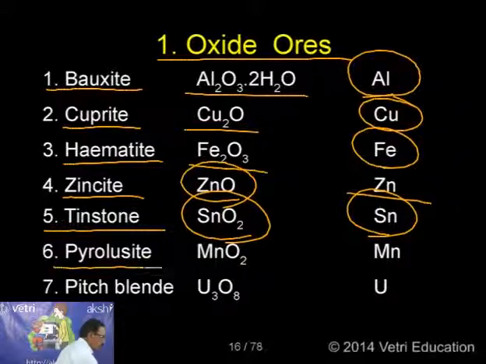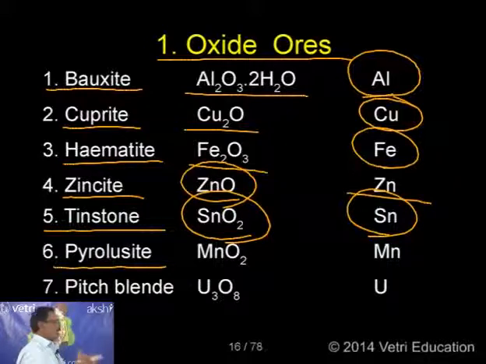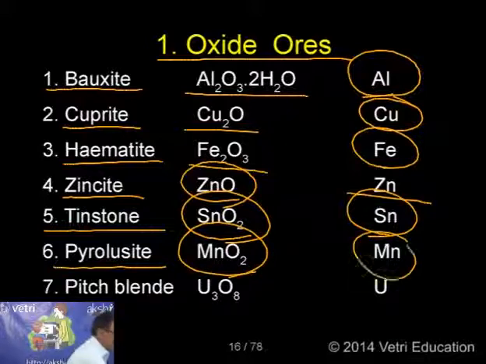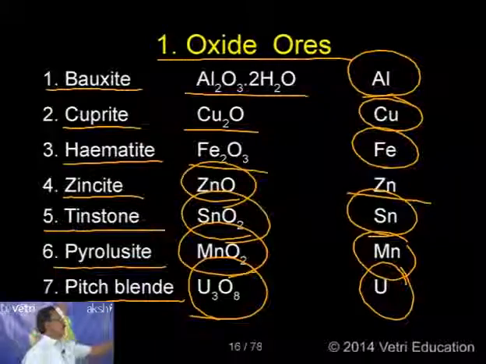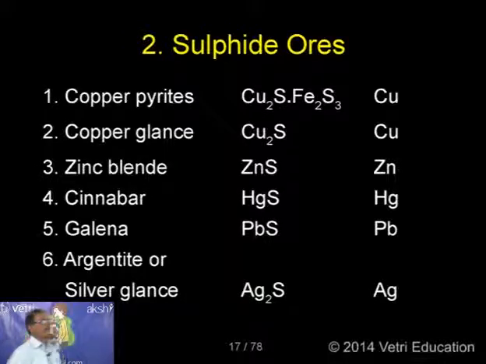The next one is pyrolusite. Pyrolusite is another oxide ore having the molecular formula MnO2, manganese dioxide. And from this ore we are extracting manganese metal profitably. Pitchblende, another oxide ore, having the molecular formula U3O8, and we are getting uranium metal from this oxide ore. This is the interesting information regarding the oxide ores. Let me go for the next one, type 2.